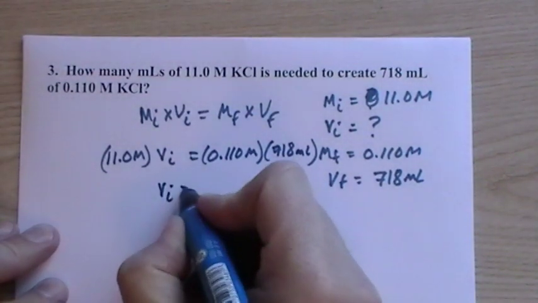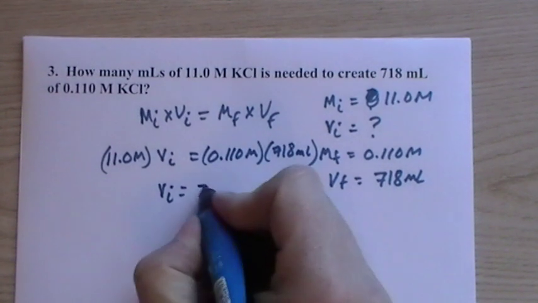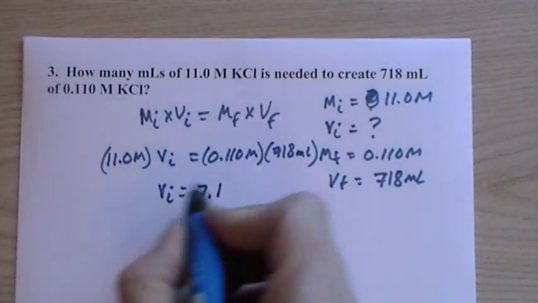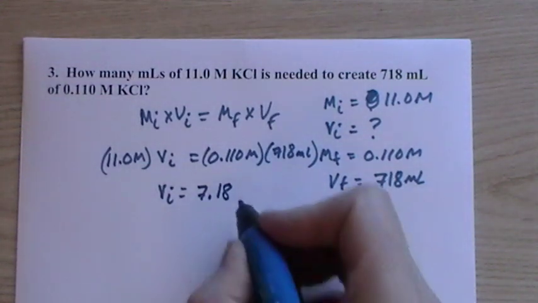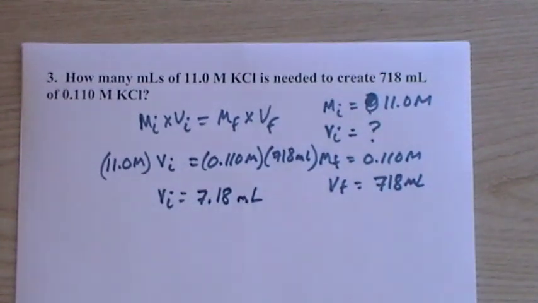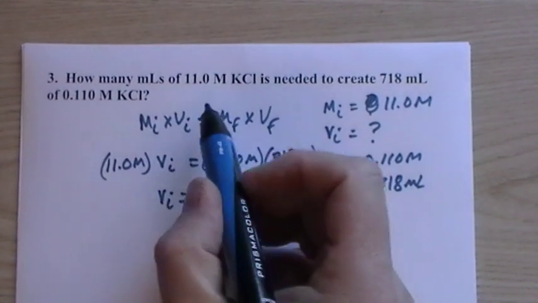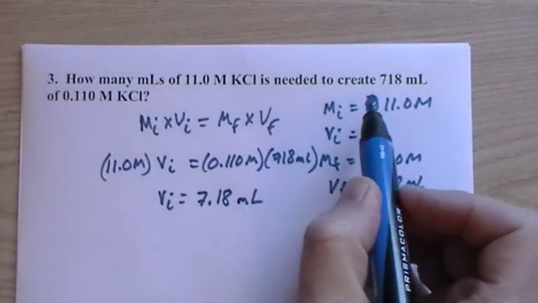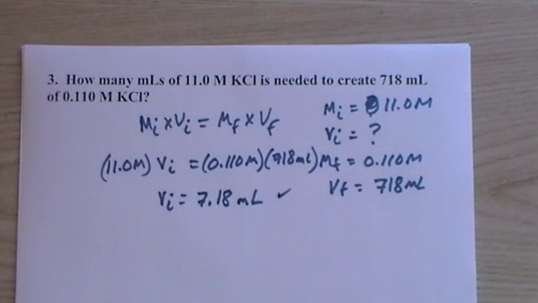Solving for our volume, and that makes sense because we have 11 and we have 0.11, so it should be different by a factor of 100, and it is. Okay, and just double check. Make sure I didn't miss a decimal place here. Looks good. How many mils of 11 molar KCl is needed to create 718 mils? And that is our answer.